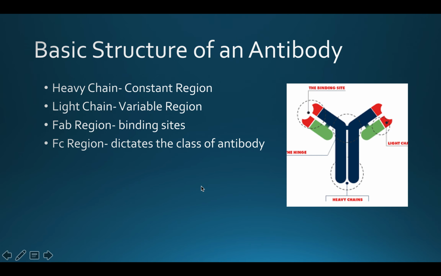The basic structure of an antibody is that you have your heavy chain, which is mostly the constant region, which are these 2 right here. These are your heavy chains, these long ones. You have the light chain, which is the variable region. It's up here. And the heavy chain also has a little bit of a variable region, but it's mostly constant. And the same thing with the light chain is that you have this variable region right here and the small constant region.